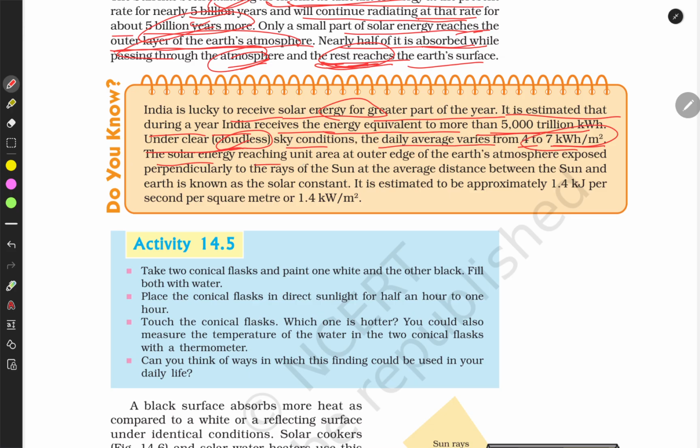Solar energy reaching a unit area at the outer edge of the atmosphere, exposed perpendicularly to the rays of the sun at the average distance between the sun and the earth, is known as the solar constant. It is estimated at approximately 1.4 kilojoule per second per square meter. So this tells us how much energy we are receiving from the sun per square meter.